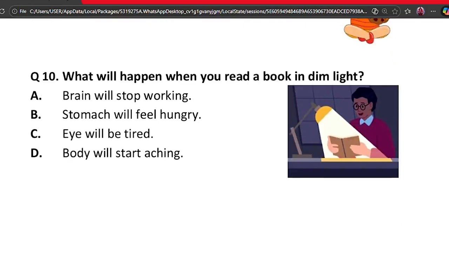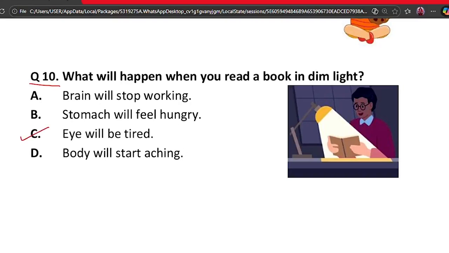Our next question is question number 10. What will happen when you read a book in dim light? A. Brain will stop working. B. Stomach will feel hungry. C. Eye will be tired. And D. Body will start aching. The correct answer is option C.